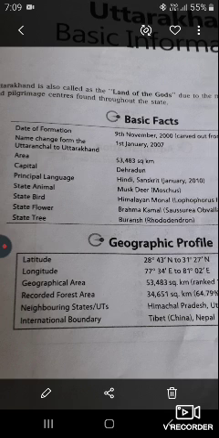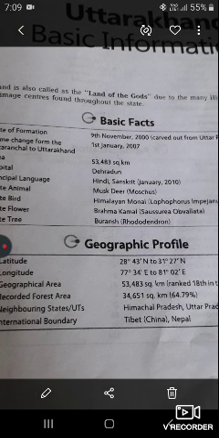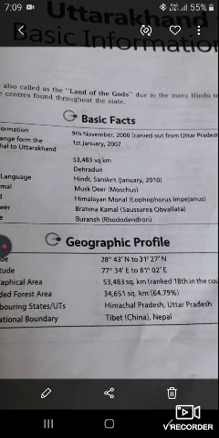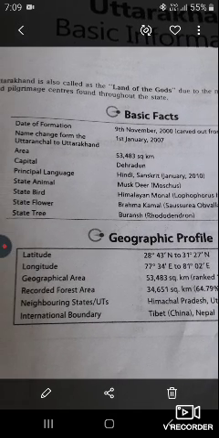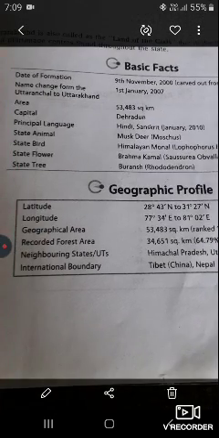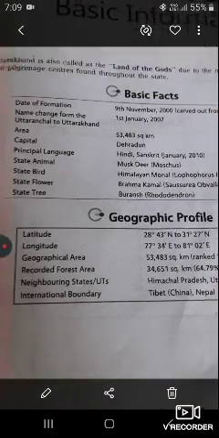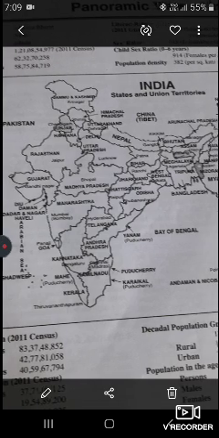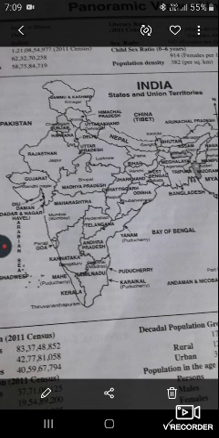Now neighboring states are Himachal Pradesh, Uttar Pradesh, and the international boundary. The international boundary is attached with Tibet, China, and Nepal. Okay, and the present Chief Minister is Trivendra Singh Rawat. Okay, now I come to another GK of Uttarakhand I was discussing.